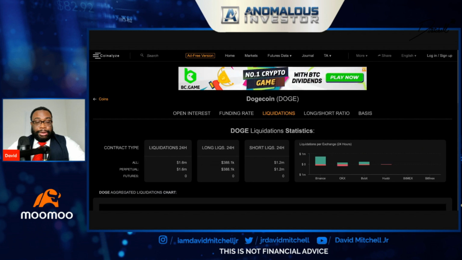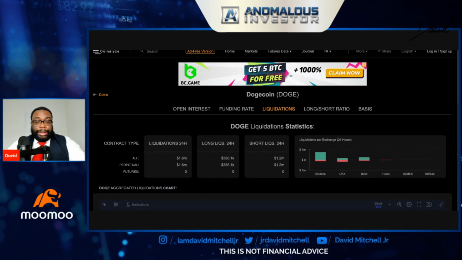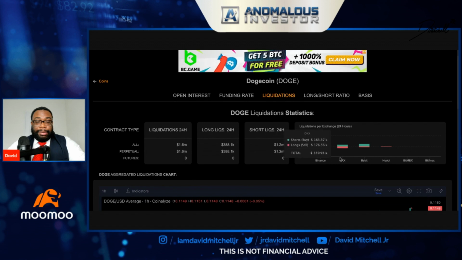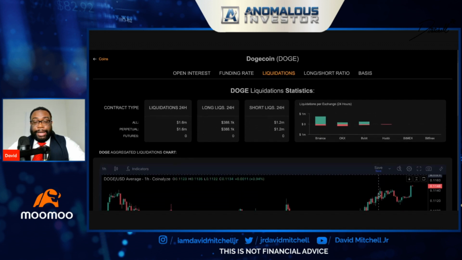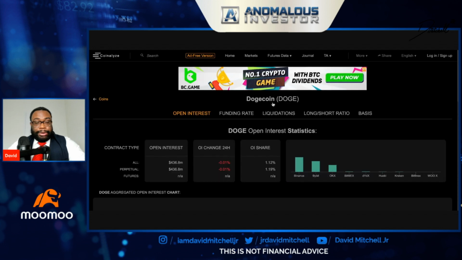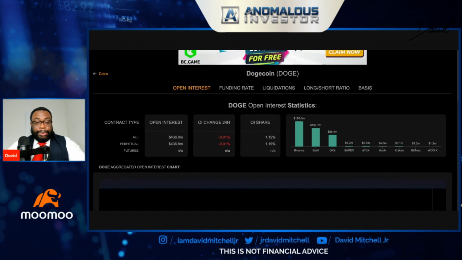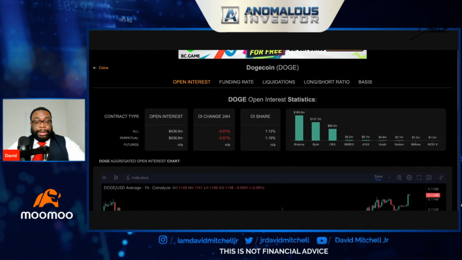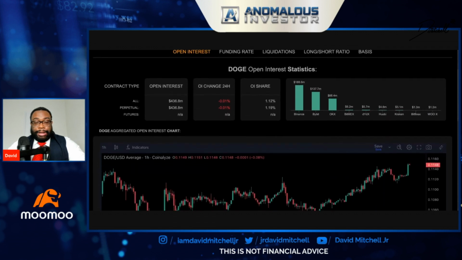Liquidations. Short liquidations are significantly higher, right? We're monitoring some levels from certain exchanges, Binance, Bybit. Again, not everything, but some, so you can get an idea. And let's take a look here at open interest. Open interest nominal down 0.01% on the day. So nothing significant.